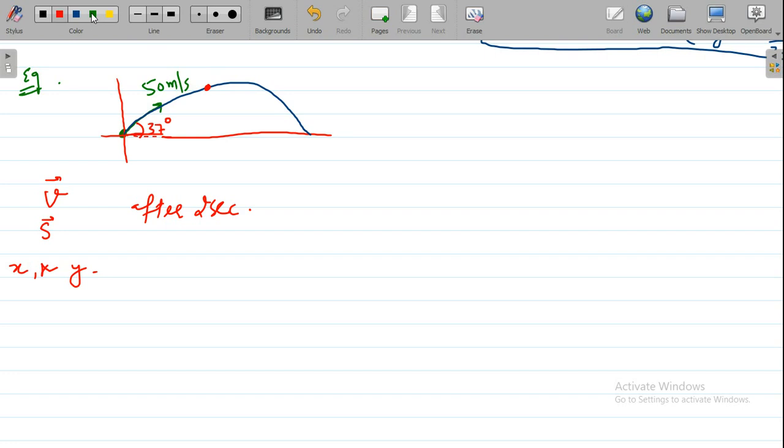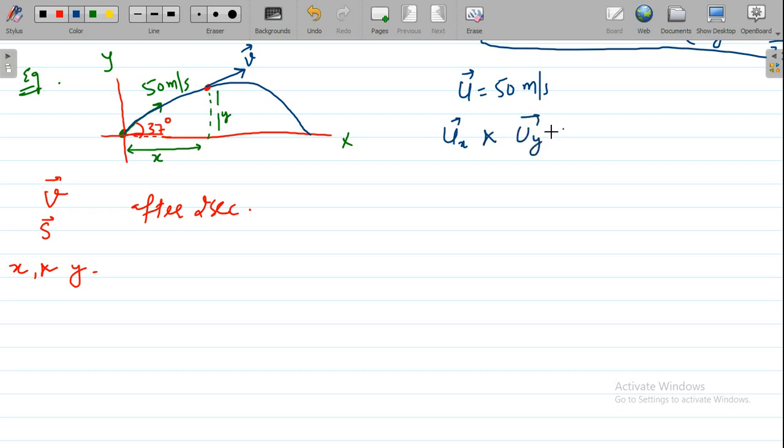So what we have to find is this distance, this is the x coordinate, and this distance, this is the y coordinate. Here is x axis, this is y axis, it's x and y coordinate, and we have to find v here. So the direction of v will be like this. We have to find this v. So we know u is 50 meter per second. To find v, we should know ux and uy.